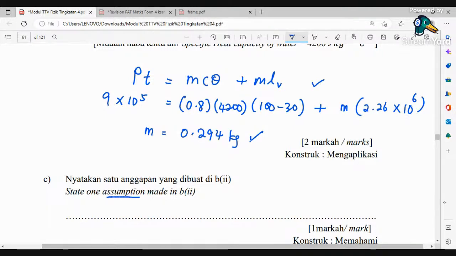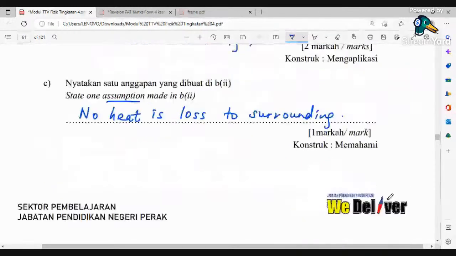Okay, state one assumption. Kalau tajuk heat ni hanya ada satu saja assumption. There's only one assumption. Assume no heat is lost to surrounding. Means all the heat that supply is absorbed. Okay, heat supplied by water is absorbed by food. Okay, no heat is lost to surrounding.